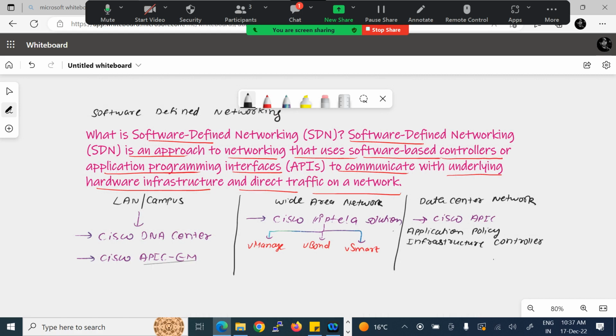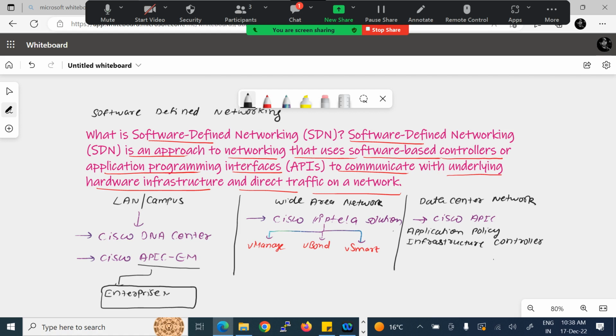So that's why we have Epic EM here. Basically, what is Epic EM? Epic EM is just the same controller, all right, but EM stands for enterprise module, because a local area network is also known as an enterprise network. So we call it enterprise module. Cisco Epic was mainly designed for data center networks, but it can be used to automate your local area network as well. That's why we call it Epic EM, enterprise module.